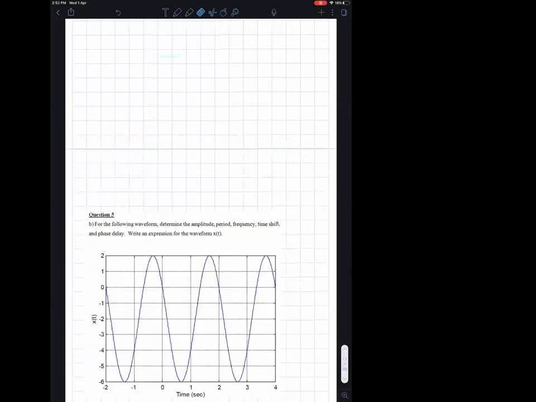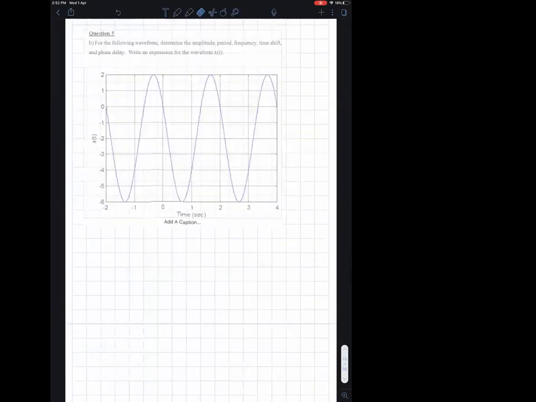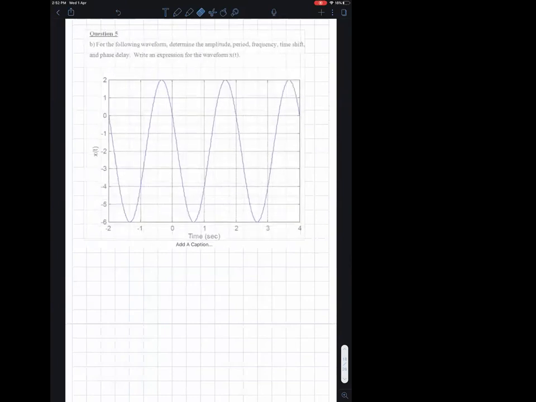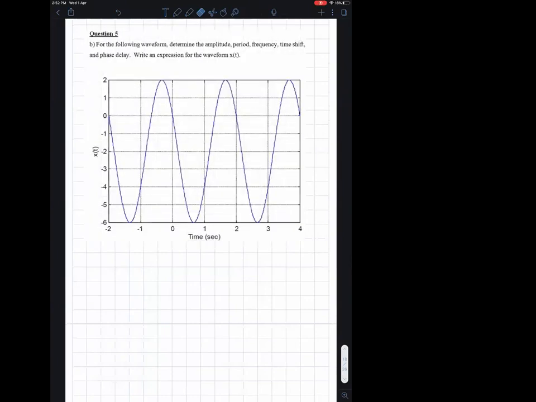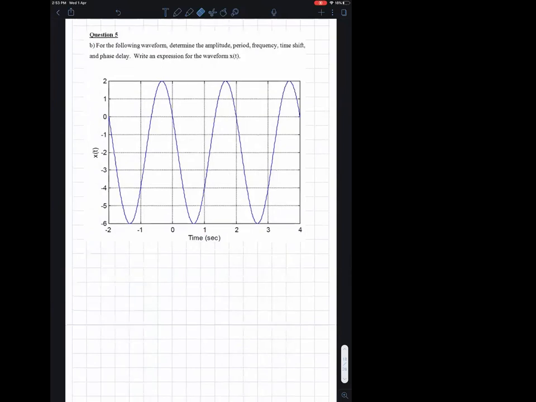Okay, let's go through this. I think you'll get something like this. I'm sure these are all past years' questions. So I would like you to write an equation for this signal. What is x(t)?